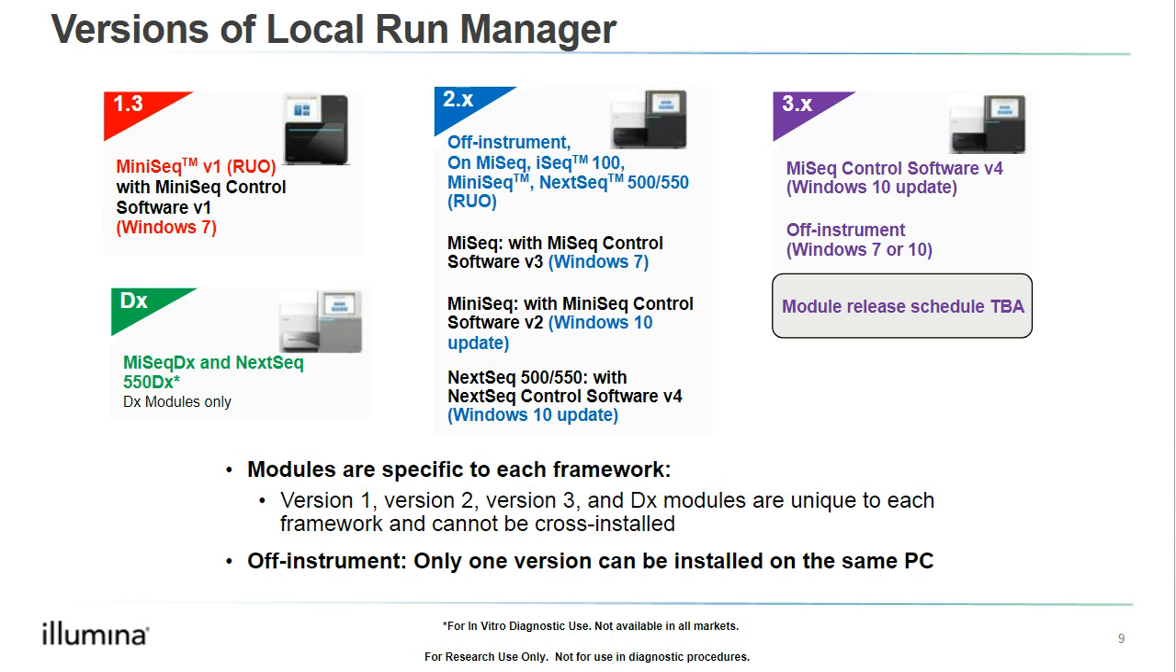I mentioned different versions of the modules. The modules and workflows are specific to each framework. So you cannot take the version 1 or version 2 modules and install them in version 3. You cannot install the DX modules in the RUO frameworks, and vice versa. In terms of the off-instrument versions, only one version can be installed on the same PC. You cannot, say, co-install version 2 and version 3 of the off-instrument versions.